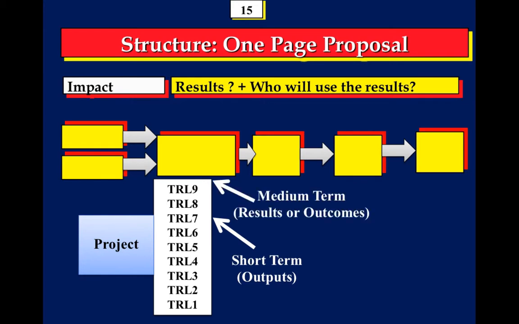Now, the next thing I want to know is, what will be the medium term impact? And this is normally referred to sometimes as the results or the outcomes. And then what's the long-term impact? So there's three types of impact: the short term, the medium term, and the long term. And I want you to present those to me using the diagram that you presented at the beginning.